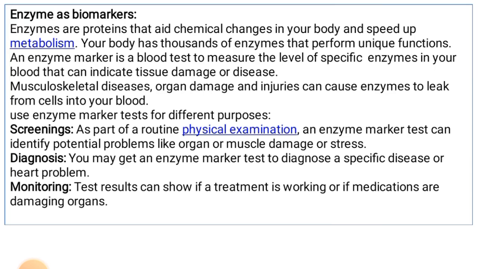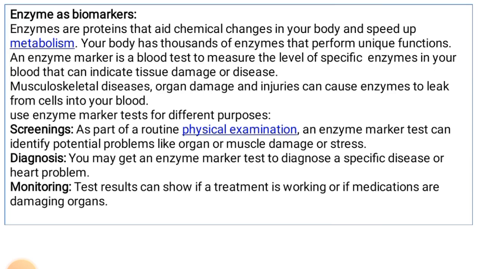Enzymes are proteins that aid chemical changes in your body and speed up metabolism. They are proteins which carry out chemical reactions in our body and speed up metabolism. Our body has thousands of enzymes that perform unique functions. An enzyme marker is a blood test that measures the level of specific enzymes in our blood, which can indicate tissue damage or a disease.